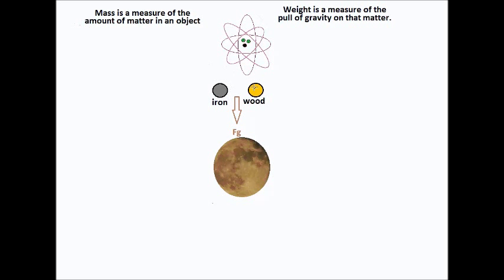Both of the objects, or all three of the objects, have a lower weight on the moon than they do on the Earth, but the mass is the same. The mass is the same on the moon as it was on the Earth. Why? Because we didn't change the number of mass particles in the nucleus of the atoms. We didn't take any particles out of the nucleus of this atom. We didn't take any atoms and therefore particles out of the iron or the wood. And so all three of them have the same mass that they had on the Earth. They have the same quantity amount of matter as they did on the Earth.